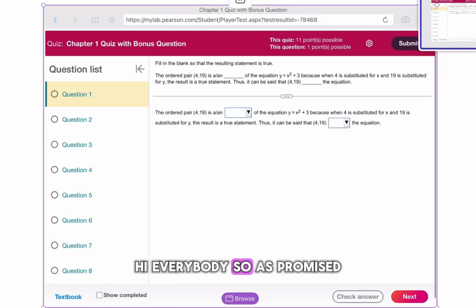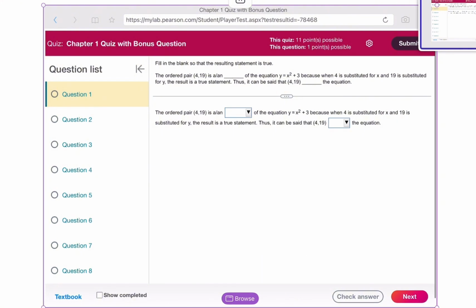Hi, everybody. So, as promised, I'm going to try to do something that is a bridge between the homework and your first test. I'm just going to go over a few things that I think might be important for you to get through your quiz and then move on to your first test. So, I'm going to use the quiz here.